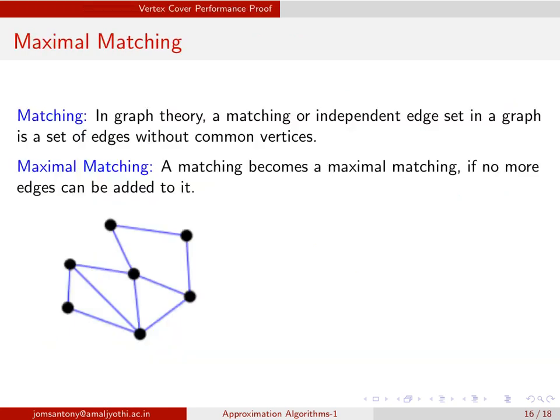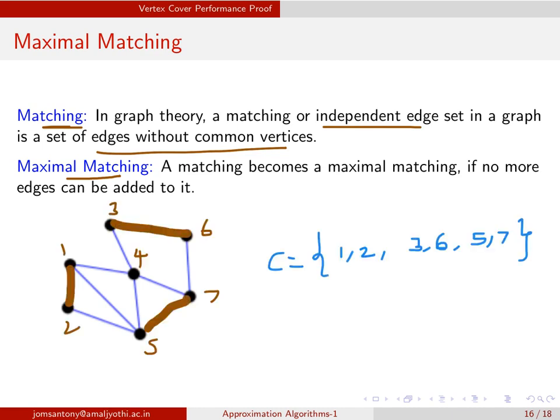While proving the performance of this algorithm, we have used a term called maximal matching. So it is important to understand what a maximal matching is. Before understanding what a maximal matching is, we should know what a matching is. A matching is nothing but a set of independent edges, or a set of edges without common vertices. So a matching becomes a maximal matching when you cannot add any more edges to it.